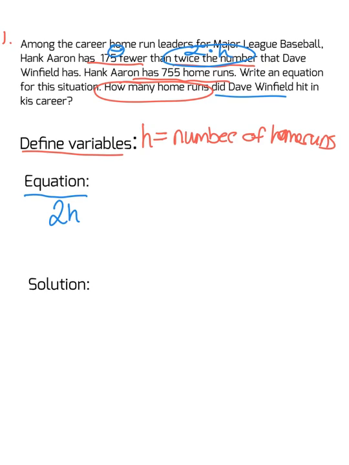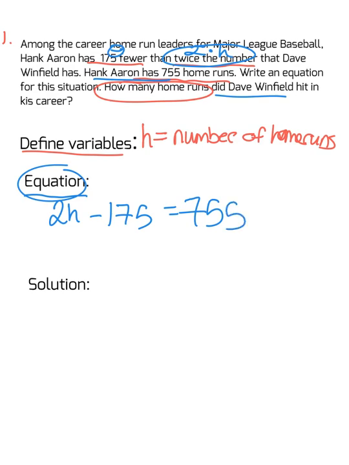And then Hank Aaron has 175 fewer, so minus 175. An equation always has an equal sign. Well, this is equal to what Hank Aaron has, which is 755.